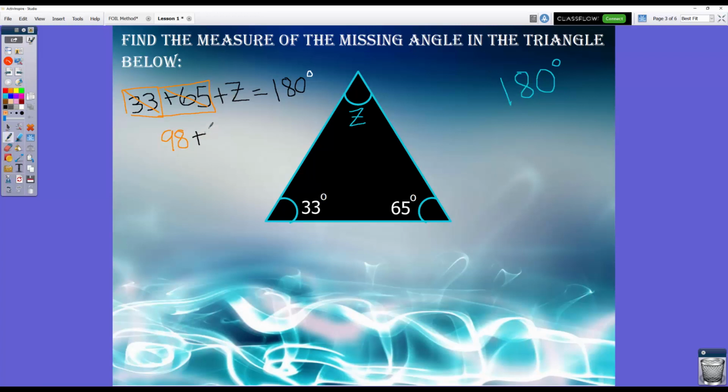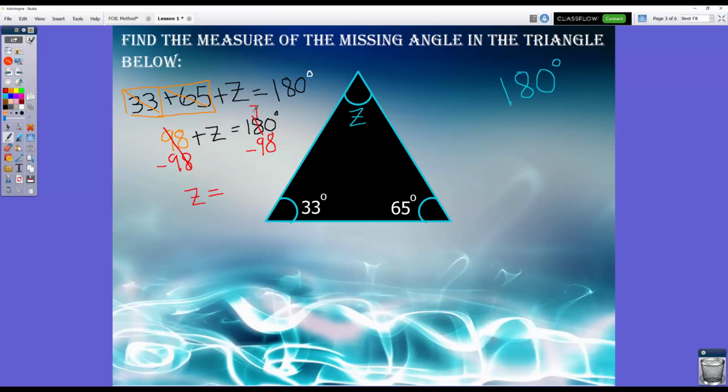And then we bring down our plus Z equals 180 degrees. And now, if we subtract 98 from both sides, we'll know what angle Z is equal to. Okay, because this 98 degrees is positive, we're going to subtract it from both sides. And that means it's going to cancel out over here. And we have Z equals 180, okay, minus 98.